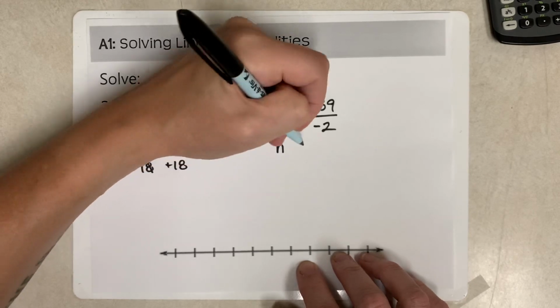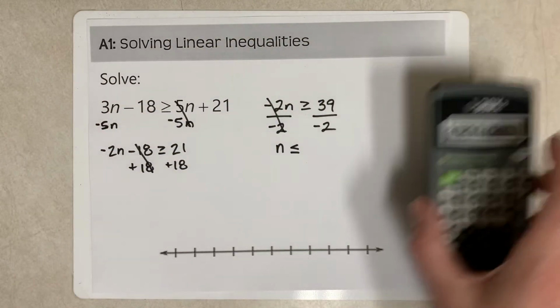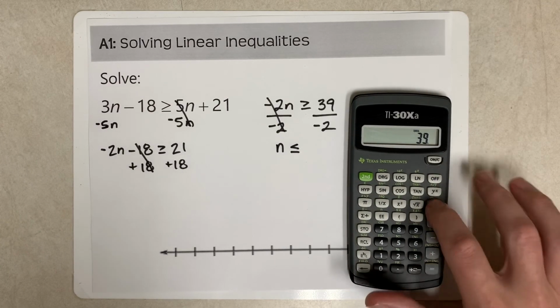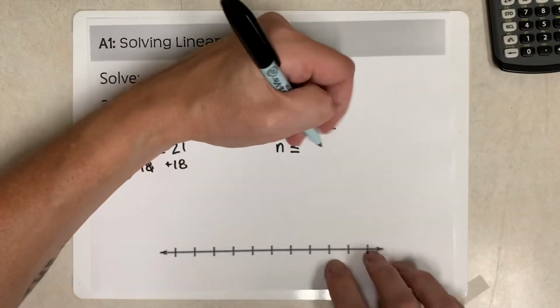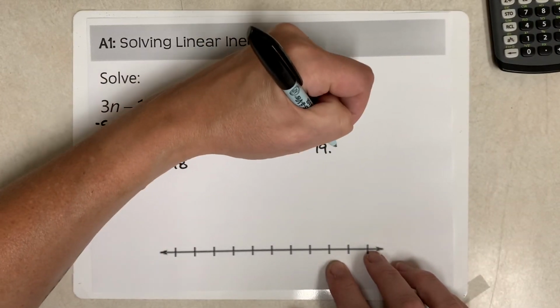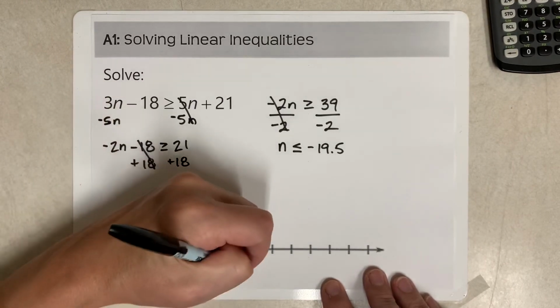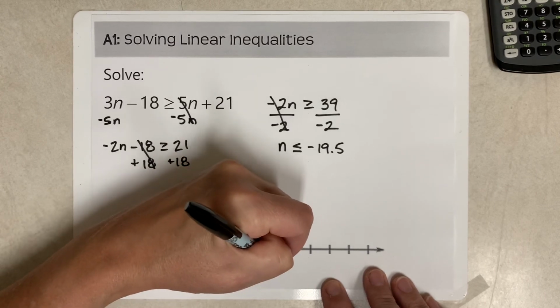I'm going to write n is less than or equal to, flip my symbol, and now 39 divided by 2. If you don't know, you can always just use a calculator. 39 divided by 2 is about 19.5, so negative 19.5. So now what do I need to do down here? I'm going to need a couple numbers. Let's put negative 20, negative 19, negative 18.